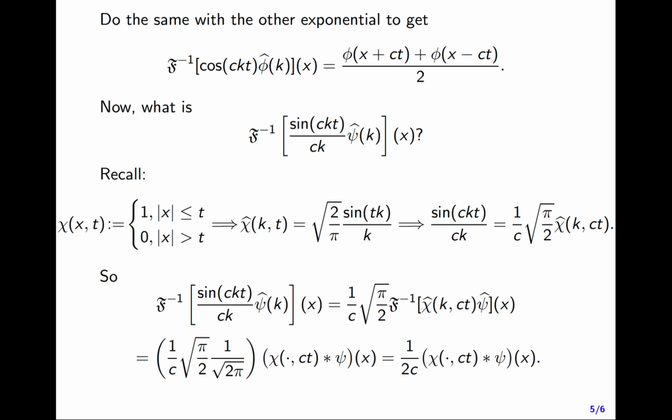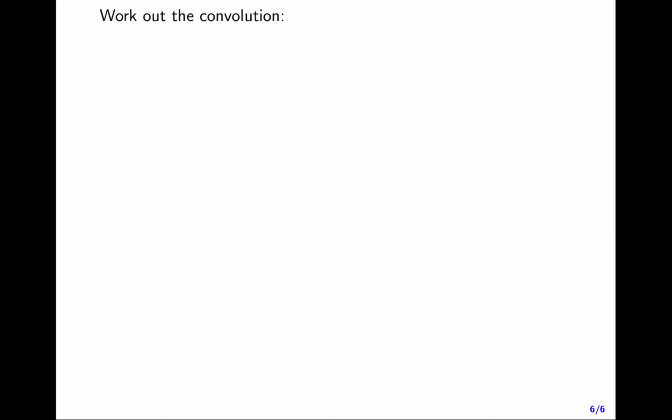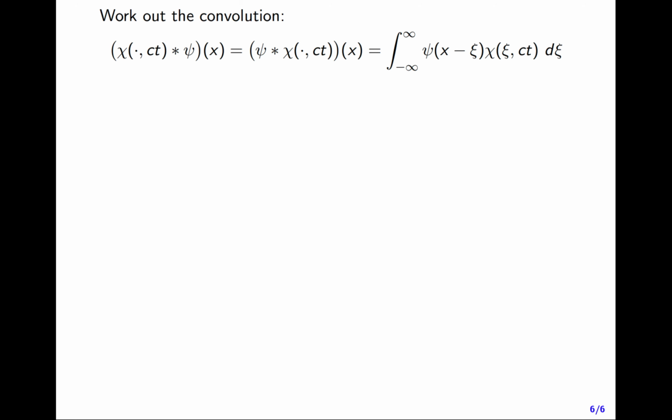And to be clear, remember chi depends on two variables, the x slot and the t slot. I'm convolving chi with psi in the x slot of chi. So let's work that out. Chi convolved with psi at x. I could also flip the order of my factors around and say that's psi convolved with chi. Remember, convolution is commutative. So that's the integral from minus infinity to infinity of psi of x minus xi, chi of xi, ct, d xi. So xi is the variable of integration.